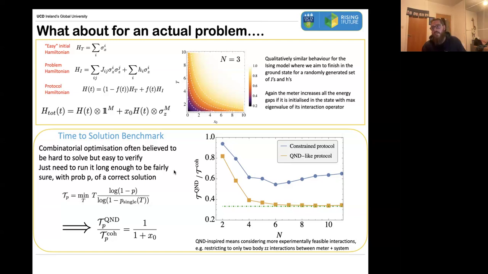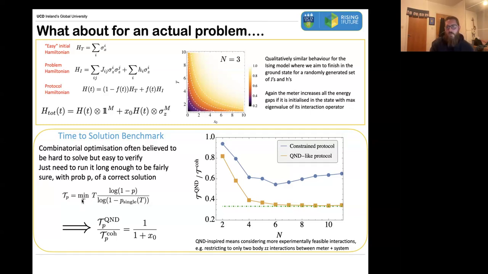So all we want is to ensure that in a given run of the protocol, when I measure my system, the chance that it's actually in the ground state is sufficiently high, right? So that's what this P parameter is. As long as that is the case, there's a bit of a trade-off between how high I want this probability to be versus how long I would need to run the protocol for.